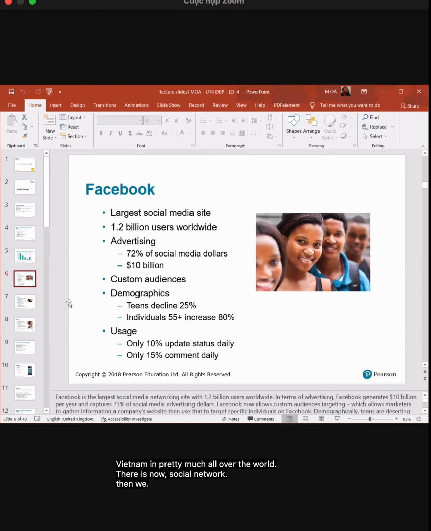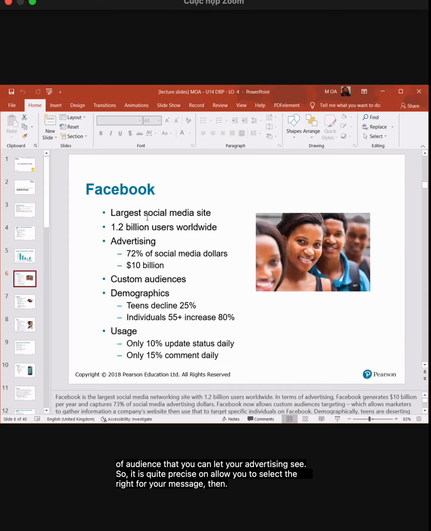Then we have Facebook as the largest social media site. At the time of the book, of course, 2017, there were about 1.2 billion users worldwide, and $10 billion were spent on advertising on Facebook. And Facebook has a very good characteristic which allows you to select with extreme detail the type of audience that you can let see your advertising. So it is quite precise in allowing you to select the right audience for your message.